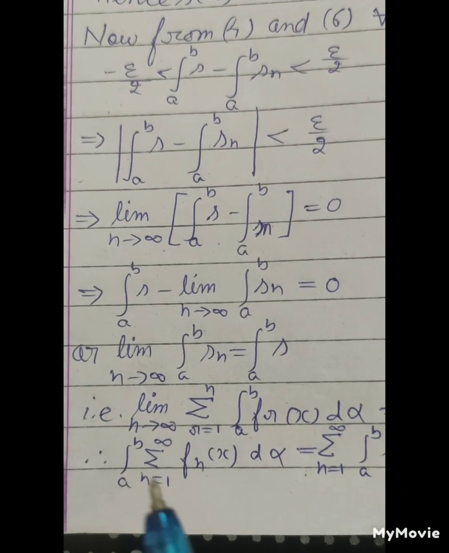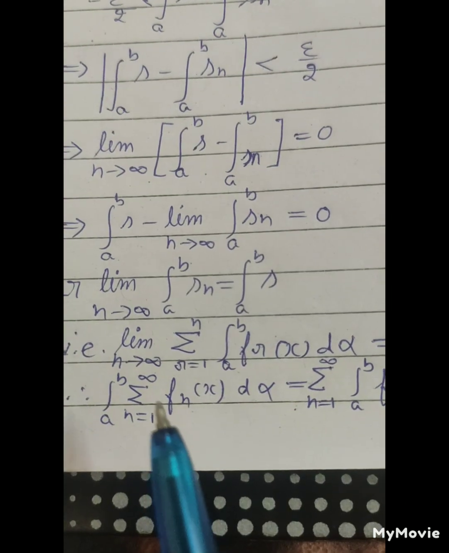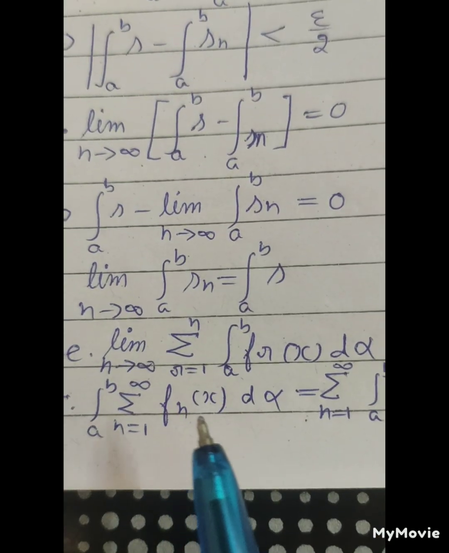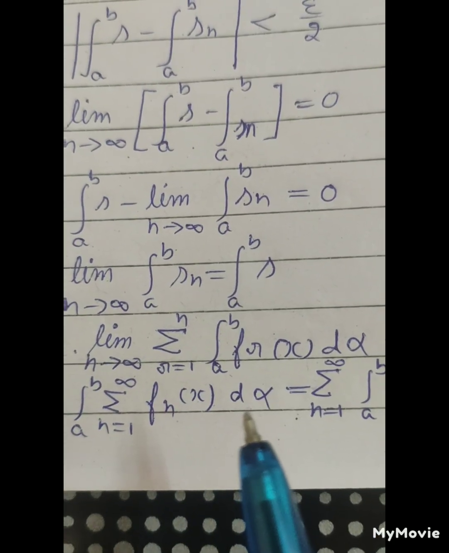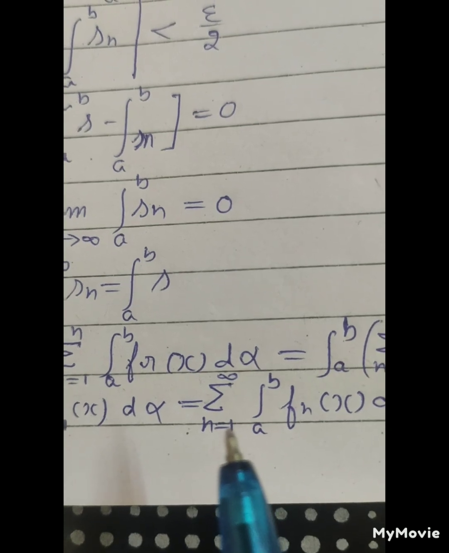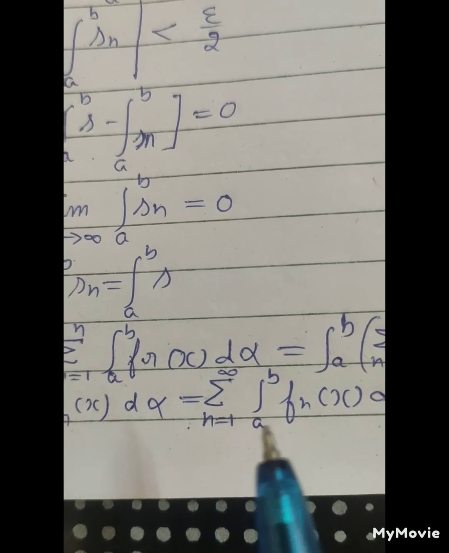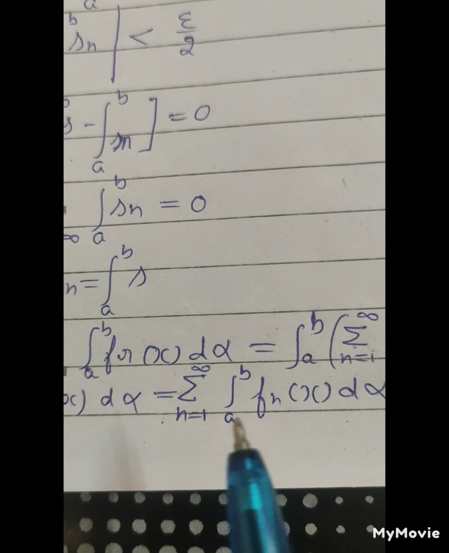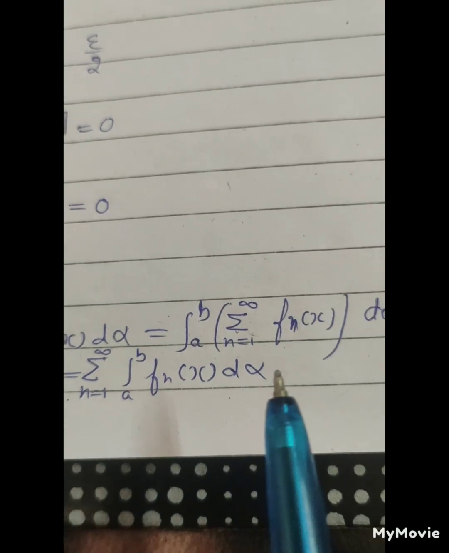So integral a to b sigma n varies from 1 to infinity f_n(x) d alpha equals sigma n varying from 1 to infinity integral a to b f_n(x) d alpha.